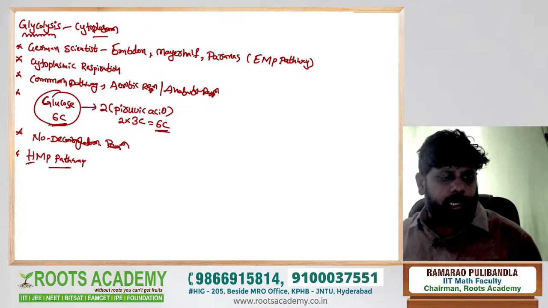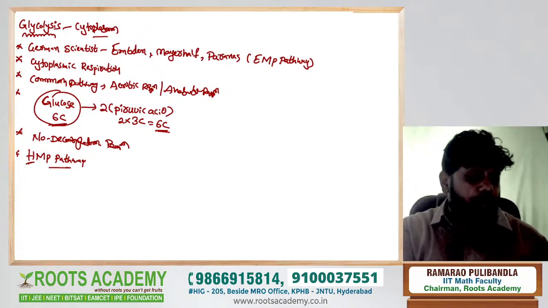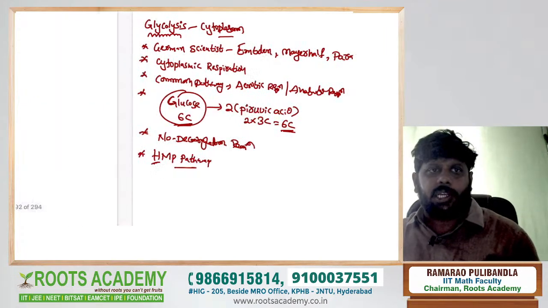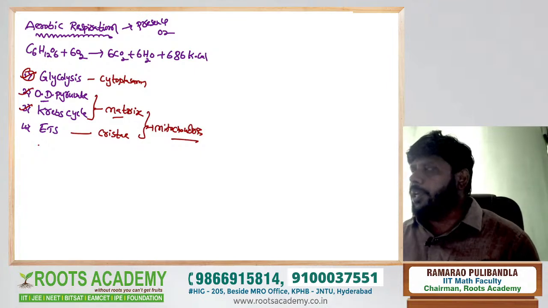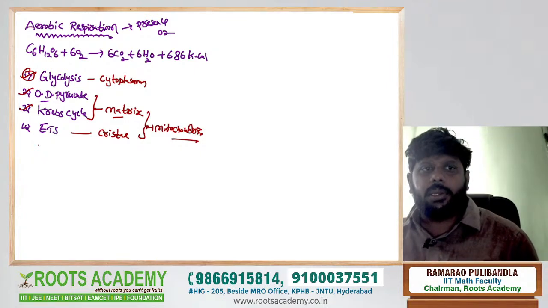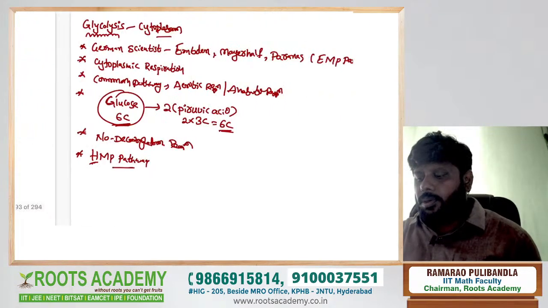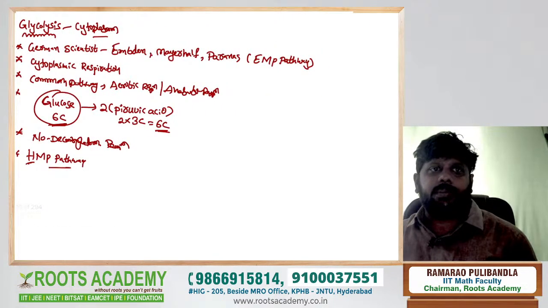So generally aerobic respiration is completed in 4 steps. What is the first step? Glycolysis. Second, oxidative decarboxylation of pyruvate, third, Krebs cycle, and fourth, electron transport system. So first starts with glycolysis.